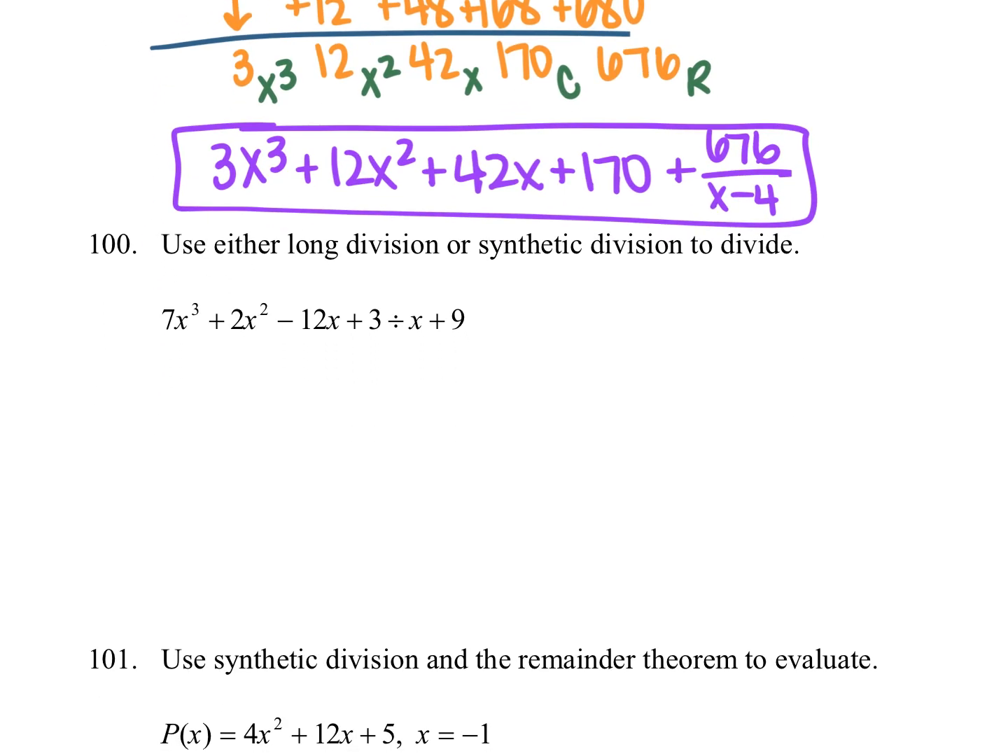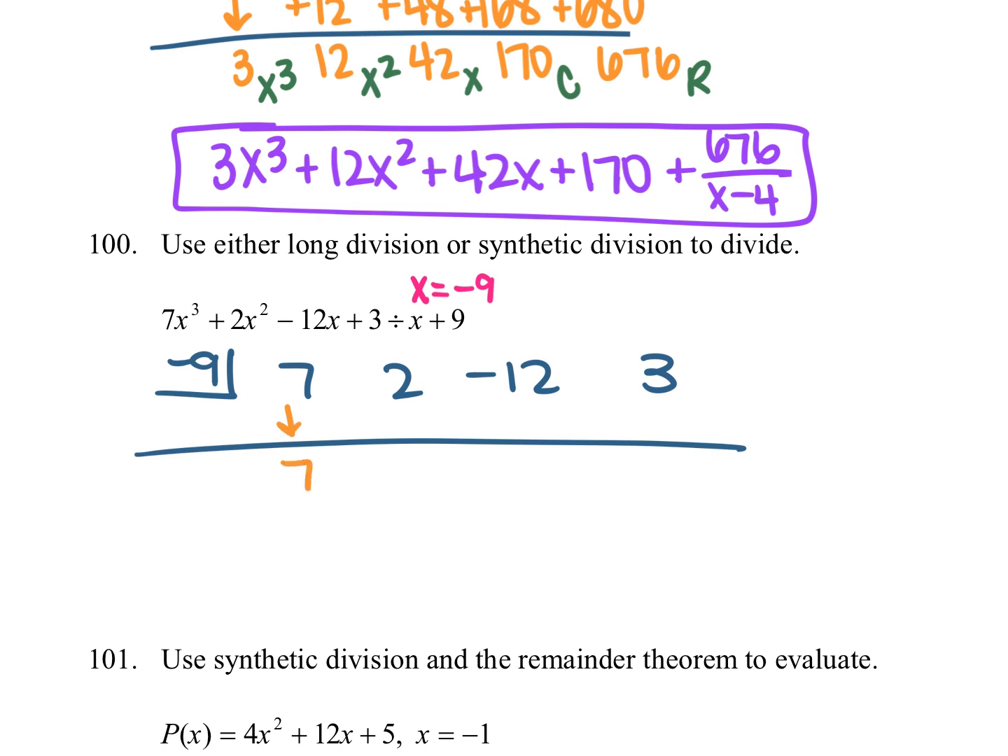For 100, it tells you to use either long or synthetic division to divide 7x cubed plus 2x squared minus 12x plus 3 by x plus 9. X is equal to negative 9. I'm going to use synthetic division just because I think it's easier. Negative 9 is going to go out front. Inside, you're going to have 7, 2, negative 12, and 3.